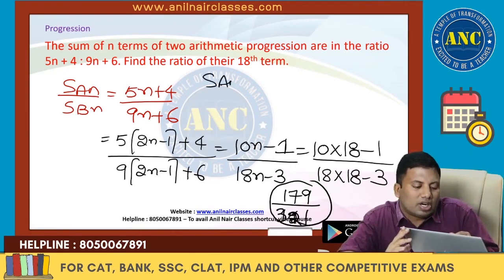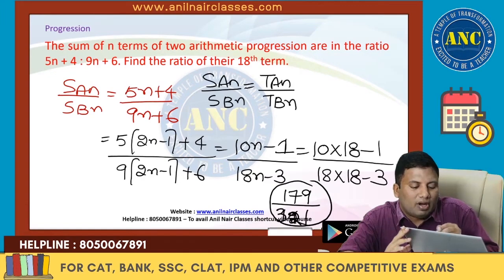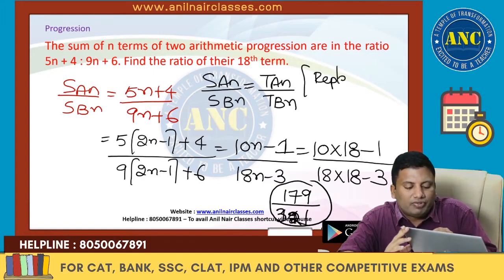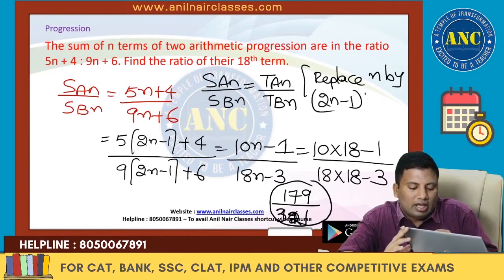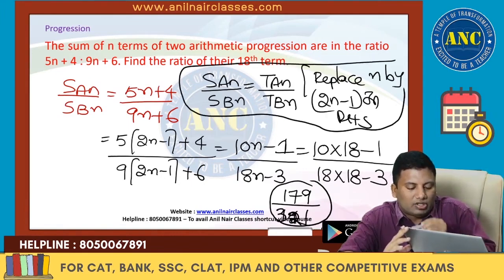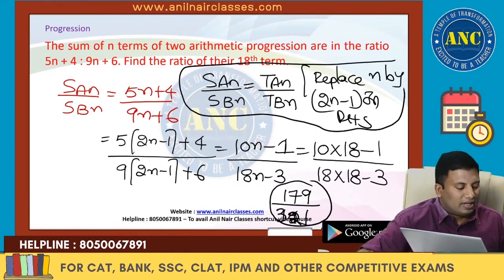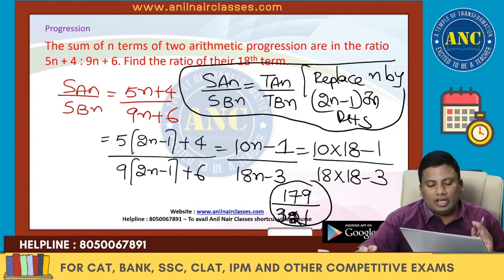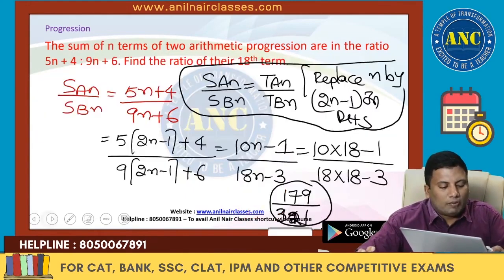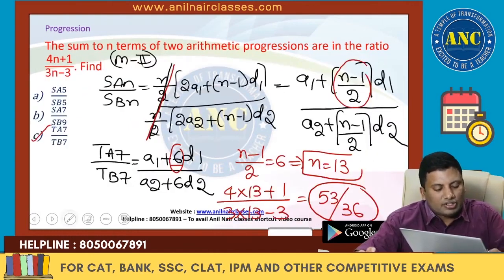It is the most repeated question in progressions and also an original exam replica question. The sum of n terms ratio becomes the nth term ratio if I replace n by 2n minus 1 in the right hand side. I hope the idea is clear. Now, let's go back. Are there any other questions? No. Now, let's go back and solve this question.